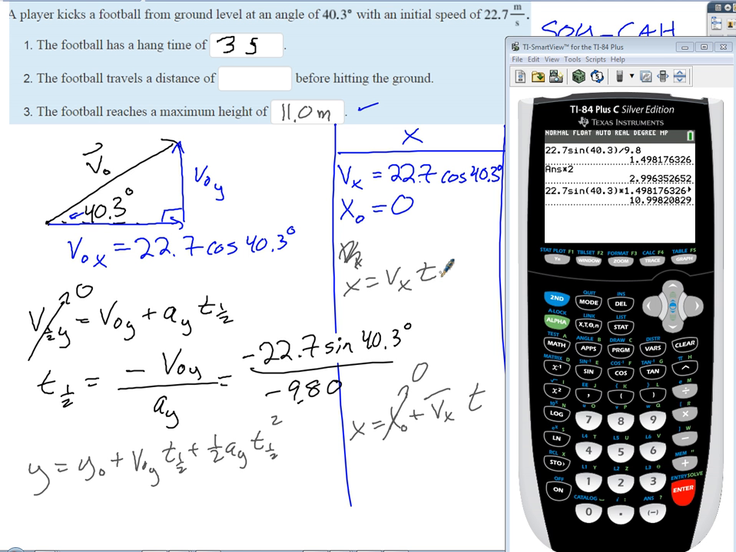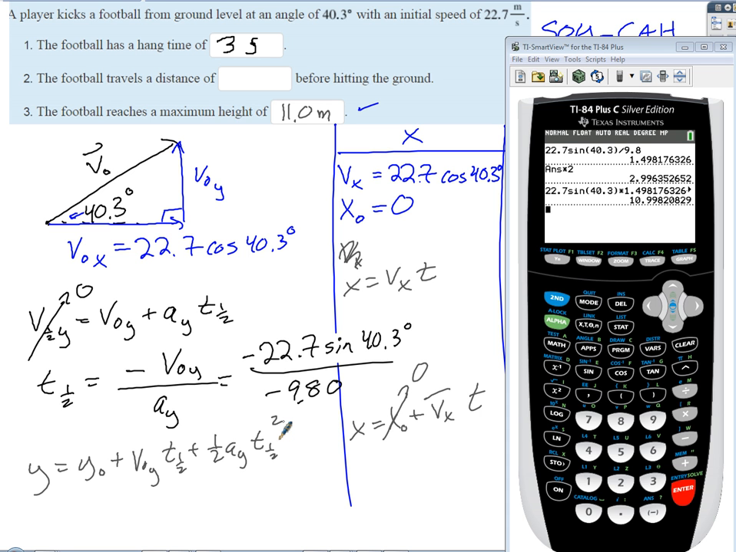Hey, Braden, what's that number? The 11.0 you got from doing the 22.7 sine 40.3 times. Right, exactly. I got from this equation right here from plugging the numbers in. So that was 0 plus whatever that 22.7 sine 40, whatever that number was, times t, which we'd already found was 1.5 rounded, plus 1/2 times negative 9.8 times whatever t was squared.